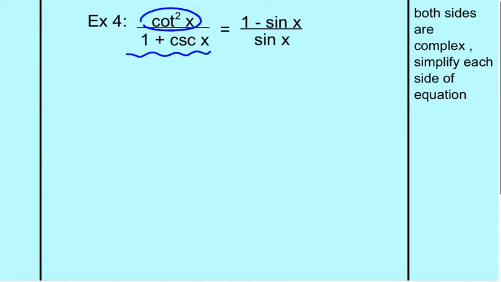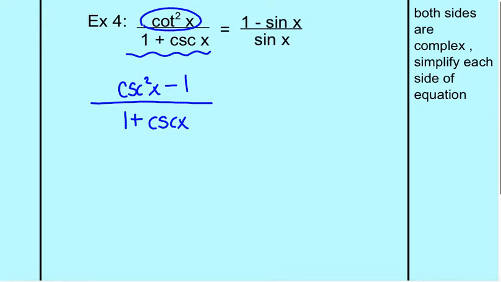I notice this cotangent squared of x can be replaced with one of the Pythagorean identities. This represents the cosecant squared of x minus 1. The denominator, I'm going to leave it alone. It's 1 plus the cosecant of x.